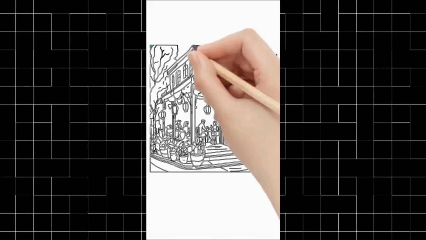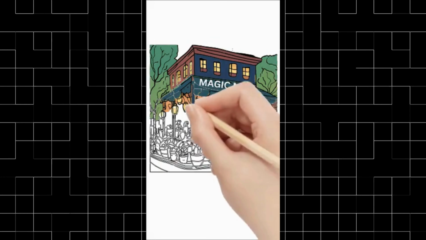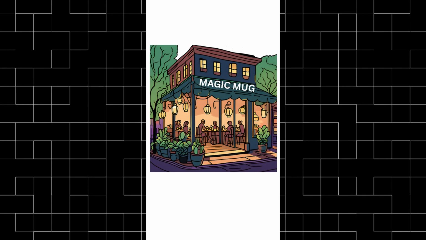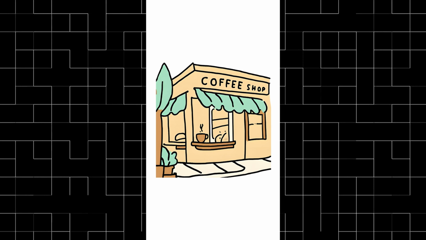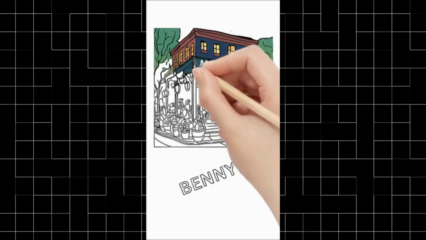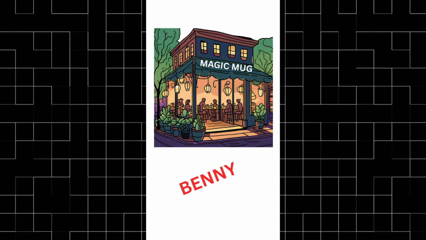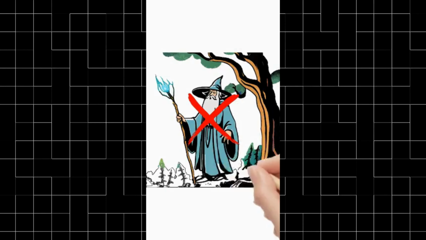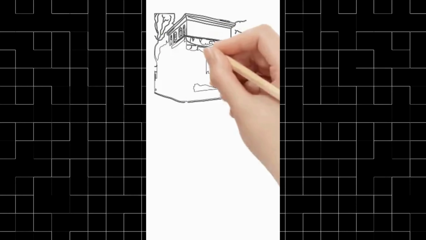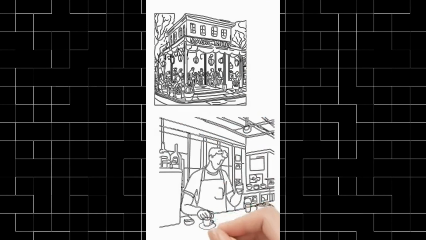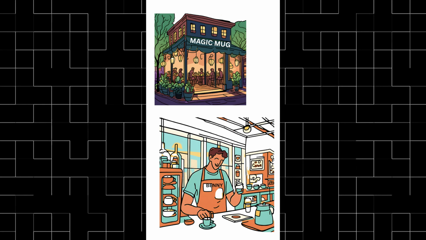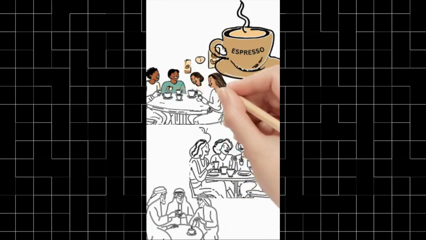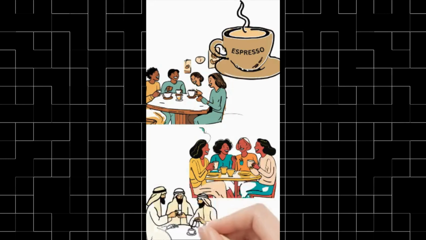Once upon a time, in a bustling city, there was a quirky little store called the Magical Mug. It wasn't your typical coffee shop, though. Nope, this place was run by none other than a wizard named Benny. And no, Benny wasn't some old guy in a long robe waving a wand. He was a 30-something caffeine enthusiast who had a magical gift. He could brew the perfect cup of coffee. We're talking espresso shots so good they'd make you believe in magic.